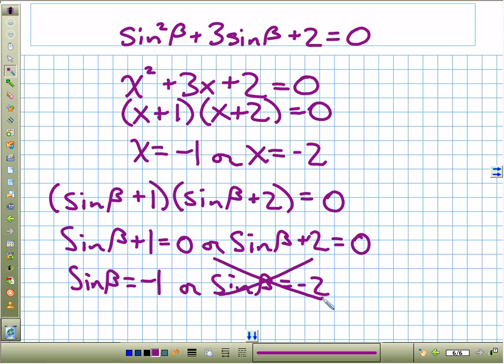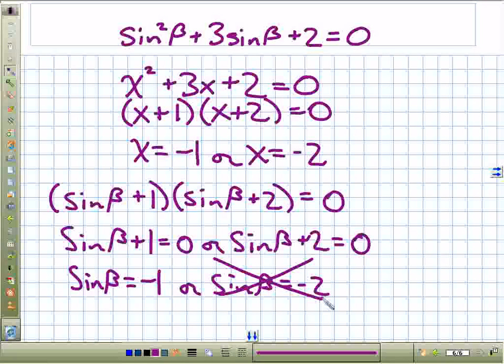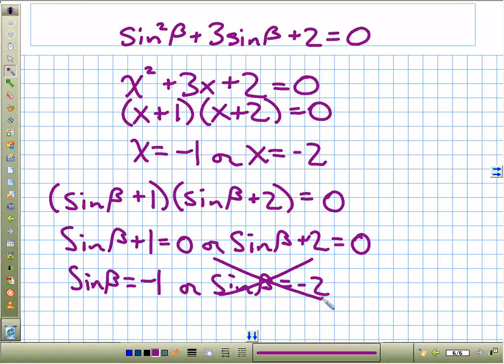So immediately we can just cross that out. That part of it has no solution. That's just something extra that's there. It's not going to contribute to our solution at all because sine beta is never equal to -2. Sine beta can only equal numbers inclusive between -1 and 1. Okay, so all we have to worry about is sine beta equals -1.